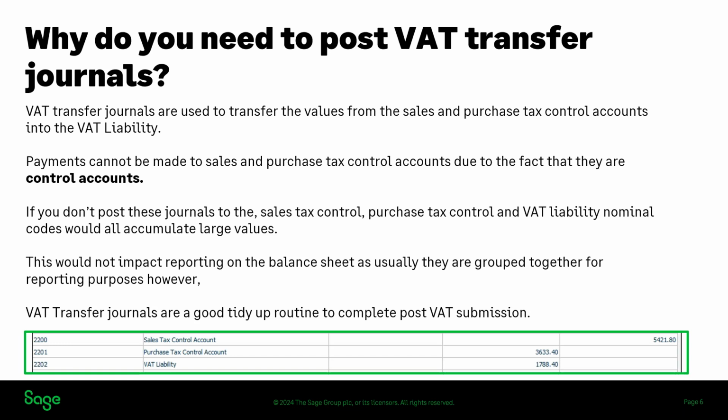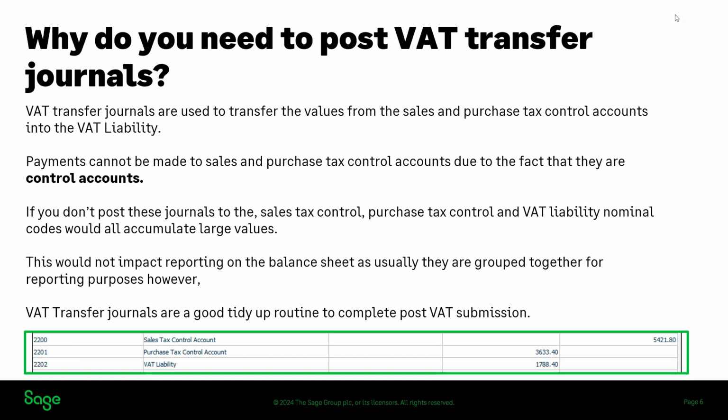So it's more a tidy up routine just to make sure that your sales and purchase tax control accounts are really a true reflection of what's either owed to or from HMRC or ROS. So to show that, I do have an example of two data sets, one where the transfers haven't taken place and one where the transfers have taken place. So I'm just going to pause my screen for 1 second and show you the comparison of the two, just so you can start to see what I mean by that.